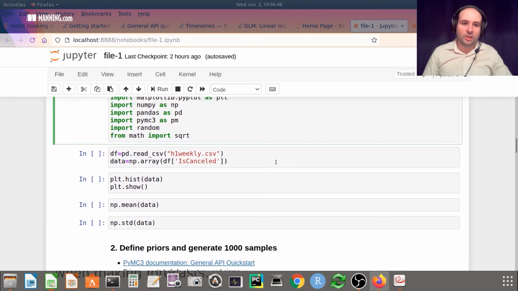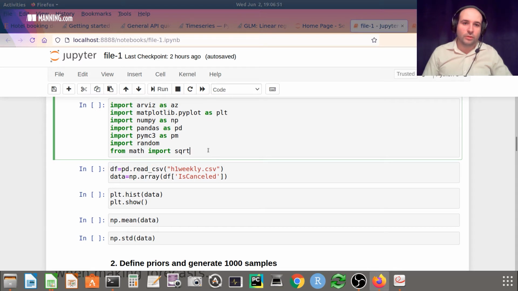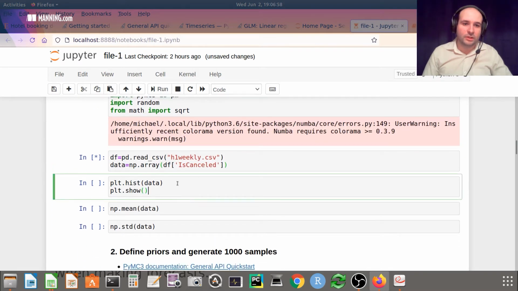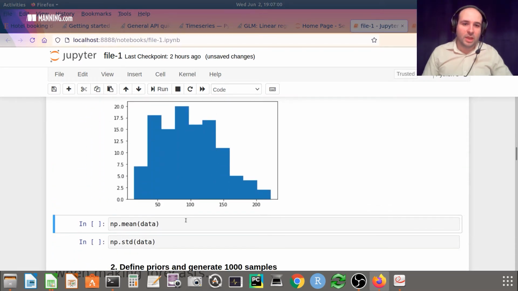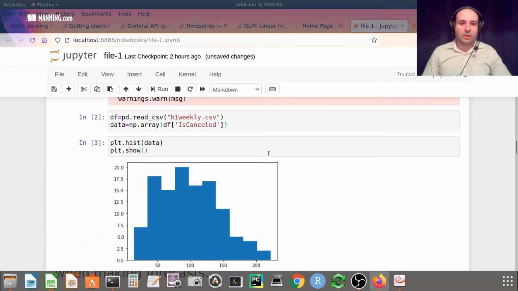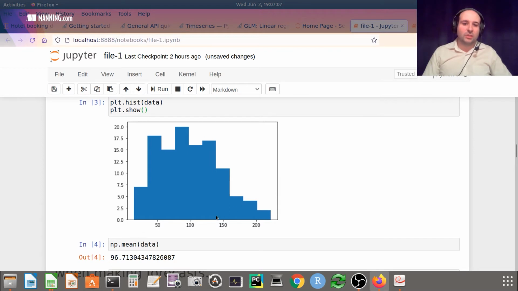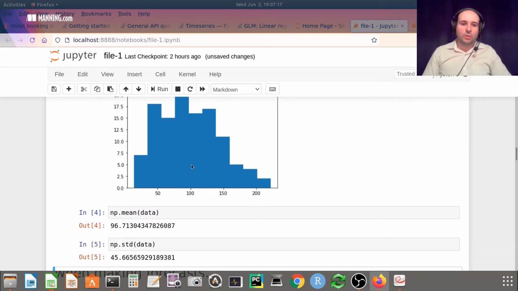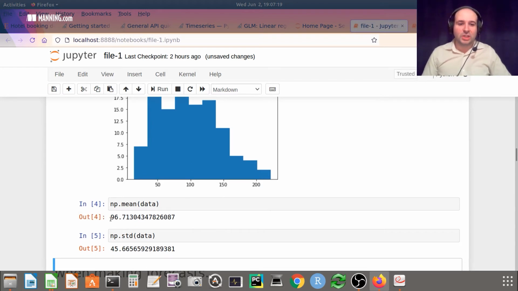So I will go ahead and run through the code here and explain everything as I'm doing that. We're importing our data. Here is a histogram of our data. You can see that on the lower end we have roughly 20 or so cancellations, 200 plus on the higher end, and then we have the mean. We have a mean of 96 cancellations in the data set and a standard deviation of 45.